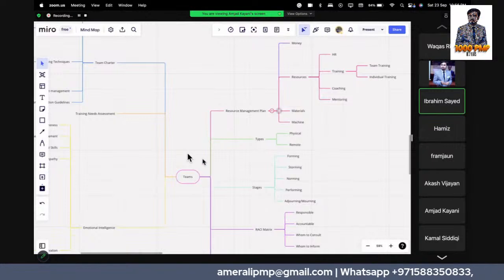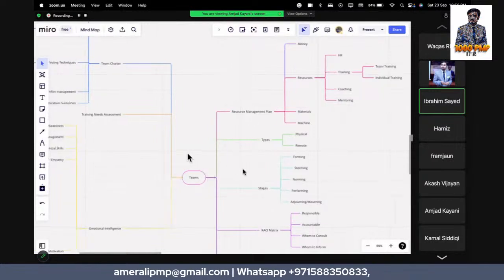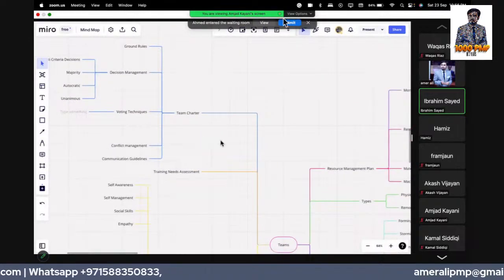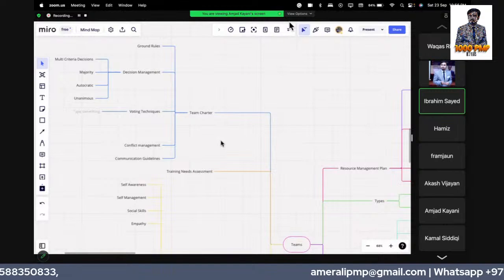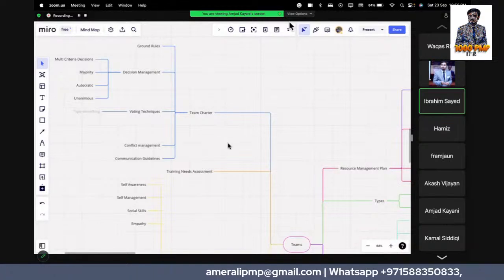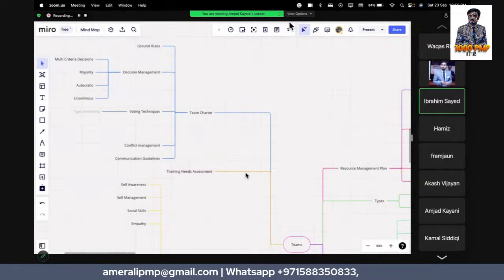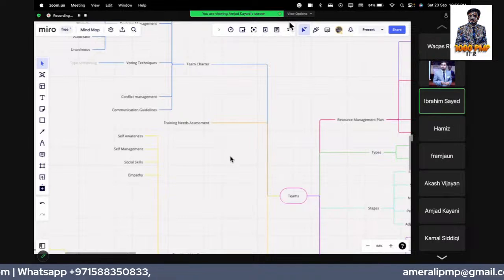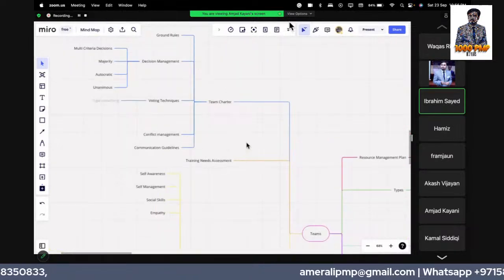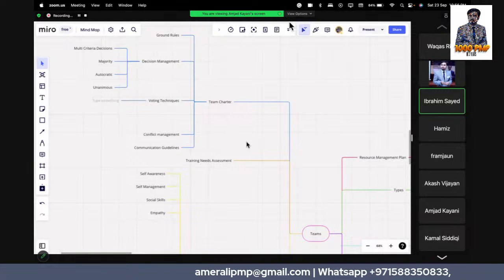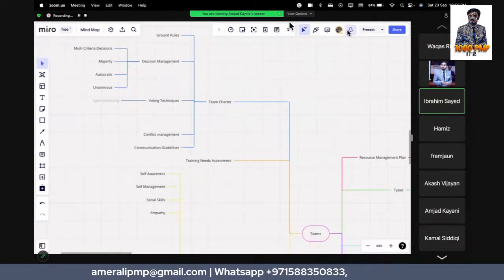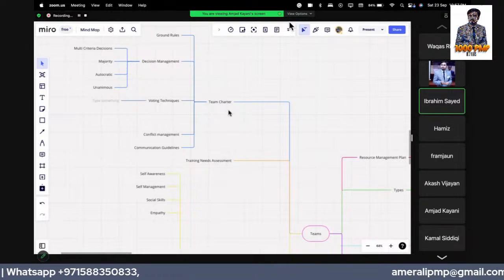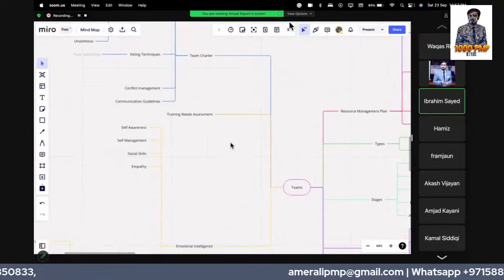Team starts from the team charter. In the team charter, it's written: ground rules, decision making or voting techniques, conflict management, and communication guidelines or techniques. In decision making, there are different types: multi-criteria decisions, majority, autocratic decisions, and unanimous decisions. And training needs assessment.